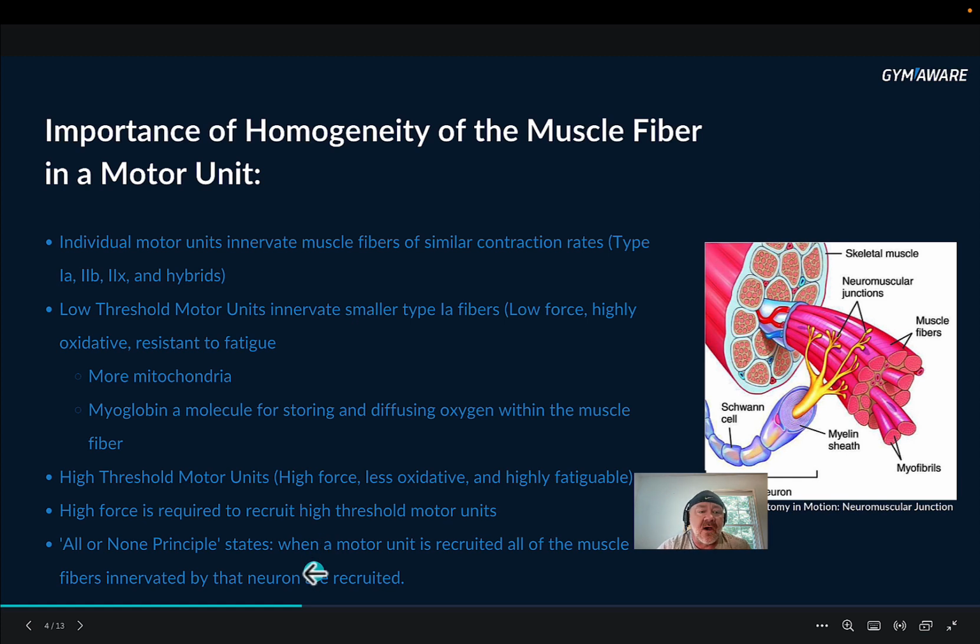But remember too, the all or none principle, which means if you recruit a certain motor unit, you're going to recruit all of the muscle fibers that particular neuron innervates. It's not like you're going to just get a few of them. It's all or none.